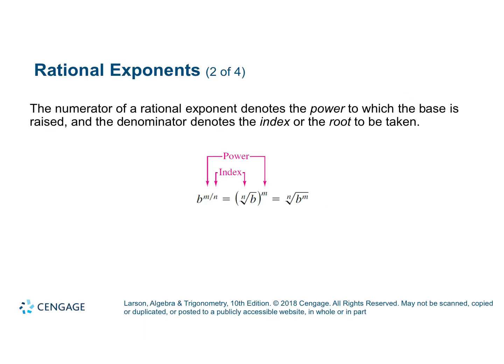So for rational exponents, the numerator of a rational exponent denotes the power to which the base is raised, and the denominator denotes the index of the root to be taken. That's what I was saying, that the index always goes at the bottom of that fraction and the power goes on the top. Now this is a different way of writing it with m, n, and b's. I wrote it with x and number examples, but it's the exact same idea.